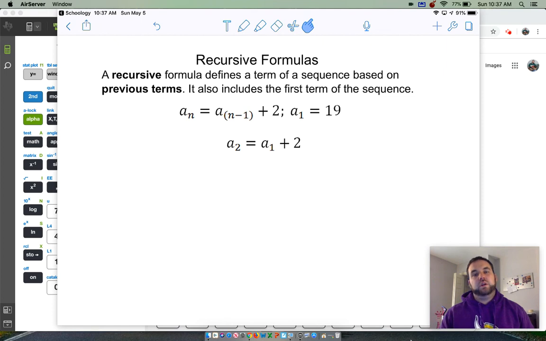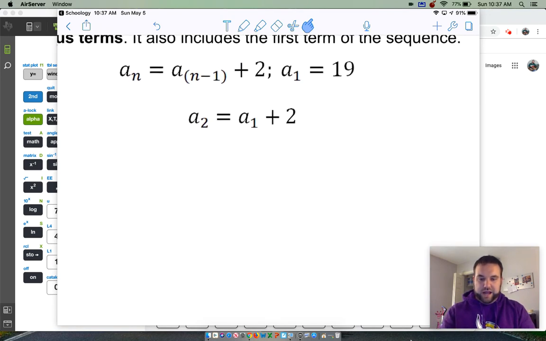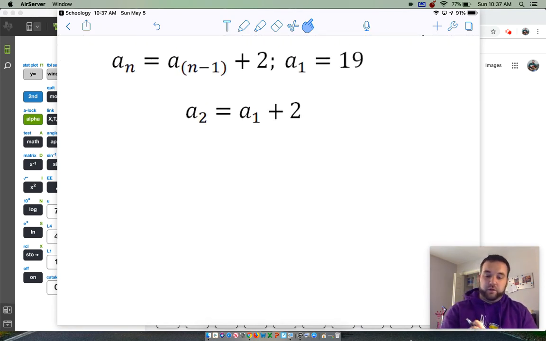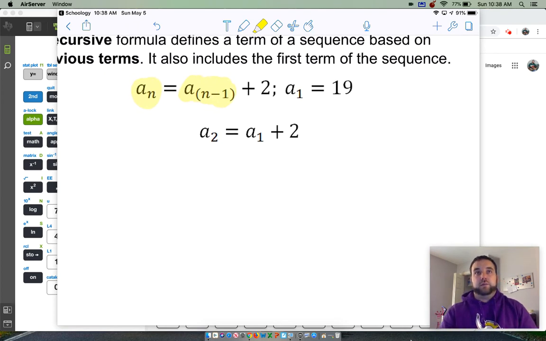A recursive formula tells you the next term based on the previous term. So it tells you what the next number is going to be based on what the previous number was. So here's how a recursive formula looks. It says a sub n, so whatever term number you want, we're going to take a sub n minus 1. Okay, so n minus 1 being the term right before it. Okay, and you're going to add 2. That's what this recursive formula is telling us to do. If you want the next number, take the number you're at and add 2 onto that.